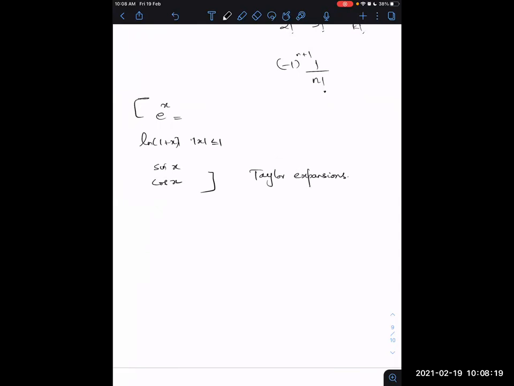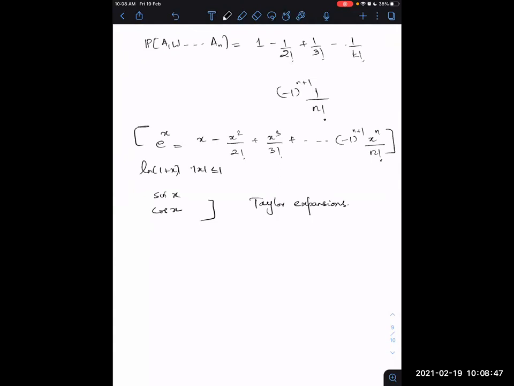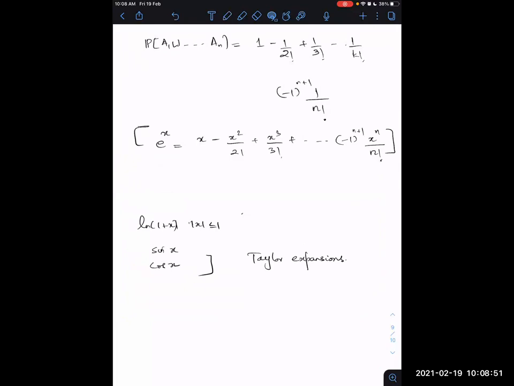So for e to the x, the Taylor expansion would be just, if I'm not wrong, so I might be wrong here. I mean, some plus 1 minus 1 might be missing, but this is roughly how e to the x looks like as a Taylor expansion. So x is some term here, and then this is the expansion.